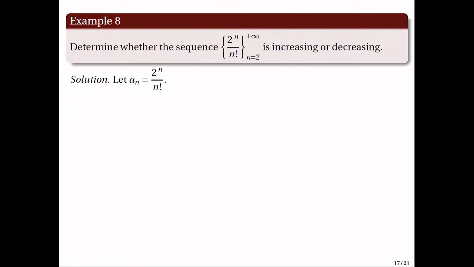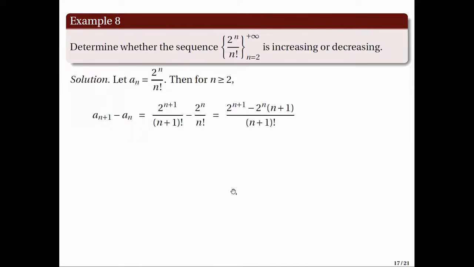So let's first define a sub n as 2 raised to n over n factorial. Then for all n greater than or equal to 2, the difference between the consecutive terms is given by 2 raised to n plus 1 over n plus 1 factorial minus 2 raised to n over n factorial. What we can do here is combine into a single fraction. The LCD will be n plus 1 factorial, and the numerator will become 2 raised to n plus 1 minus 2 raised to n times n plus 1.